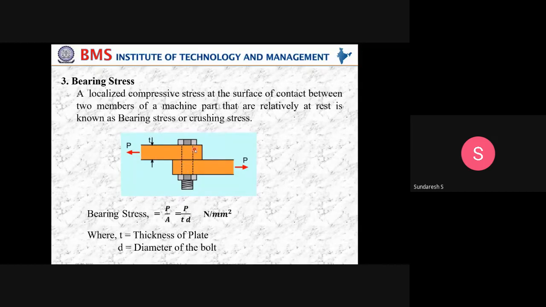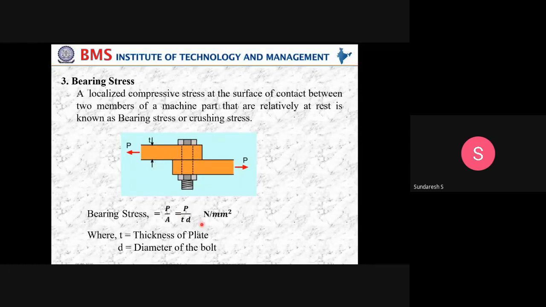The type of stress that will be induced, the force of resistance that the body will offer to undergo a deformation or a failure, is induced in the form of a stress. That type of stress we call bearing stress. It is load divided by area, where the area is calculated as the thickness of the plate multiplied by the diameter of the bolt. This is the diameter of the bolt, and this is the thickness of the plate.